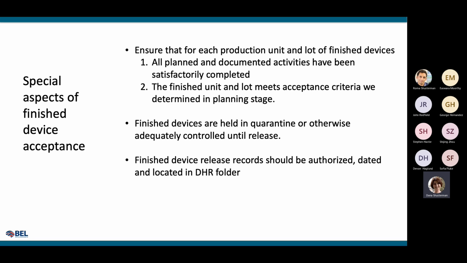So the production is done and we have a finished device. What do we need to do now? We need to make sure that planned and documented activities have been completed. We need to make sure that the finished unit meets the acceptance criteria we determined in the planning stage. In other words, the production was done in accordance with the procedures and instructions that we created. And of course, the acceptance status is passed in all determined tests.